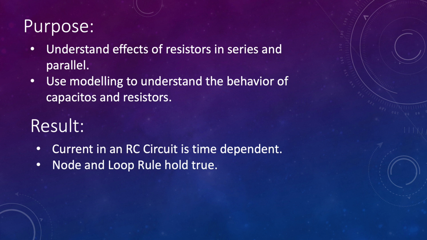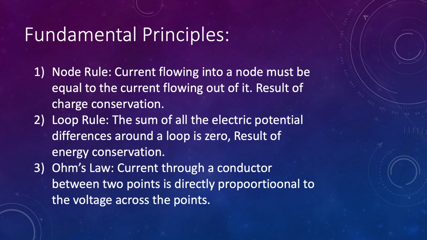And the result I got is, first, current in an RC circuit is time dependent. Second, the node and loop rules hold true. Next, we have the fundamental principles.